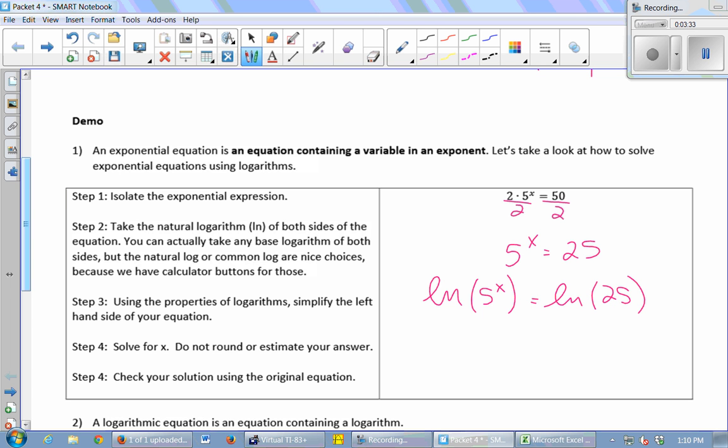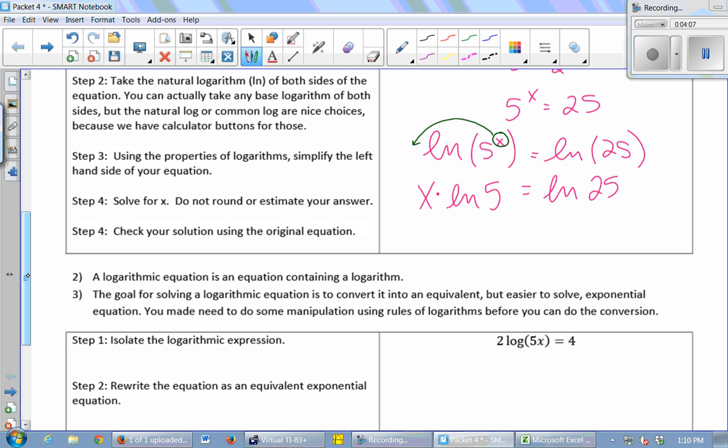Step 3 is I'm going to use that property of logarithms that we talked about right before the test. It says when you take the log of something to a power, you can take that exponent and drop it down in front. So this is going to turn into x times the ln of 5 equals the ln of 25. How would I get x by itself? Divide by ln 5, because this says x times the ln of 5. If I divide both sides by ln of 5, that would get the x by itself.